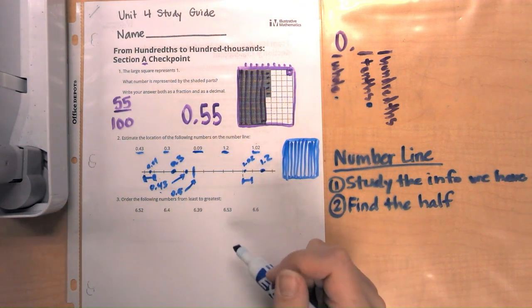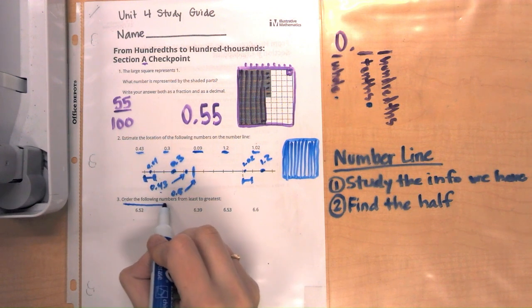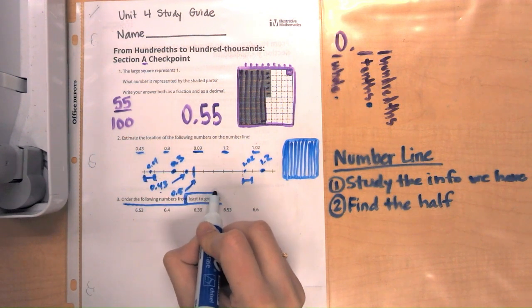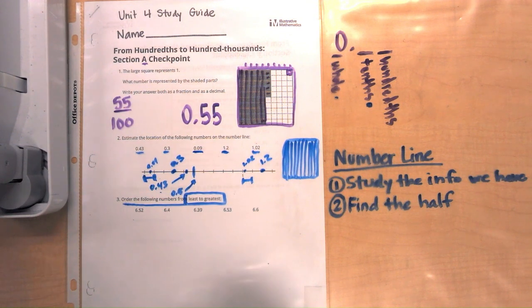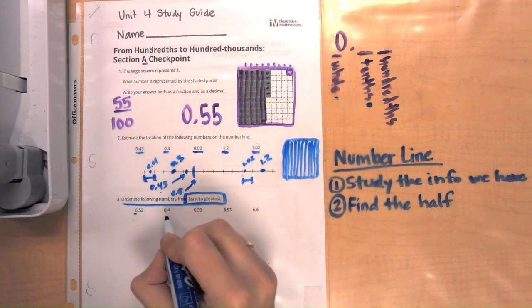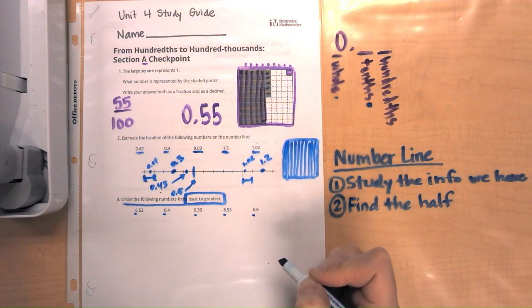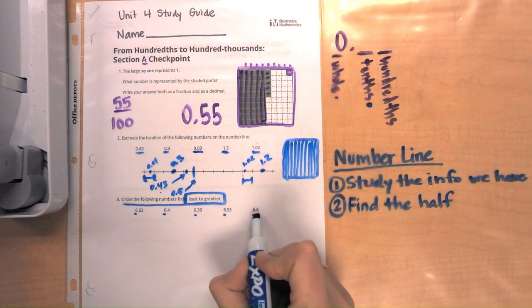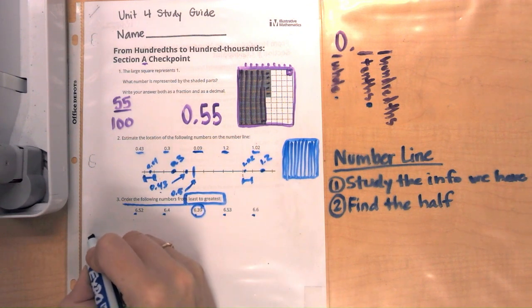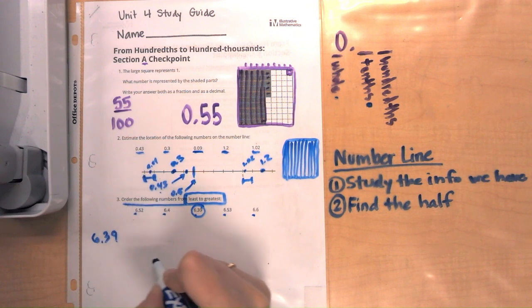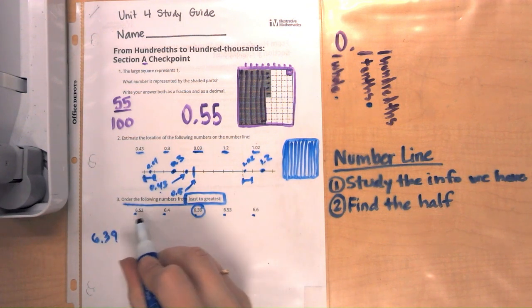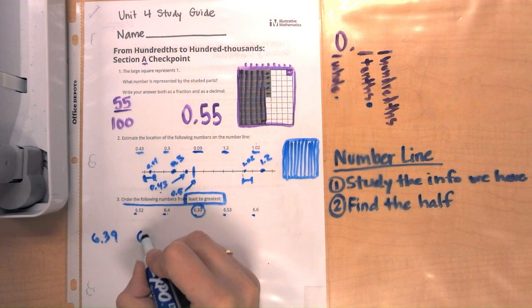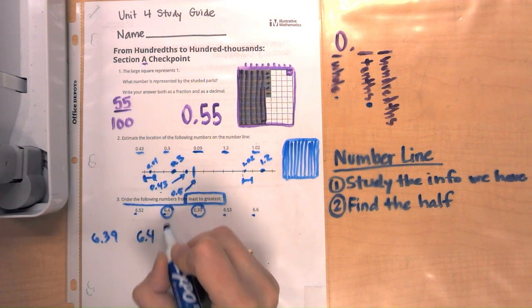All right, and finally, order the following numbers from least to greatest, making sure we read the directions, realizing that they're asking us to go from least to greatest. We have to look at the smallest first and then go to the largest. I'm going to look at the whole numbers first. They're all the same, so that doesn't matter. Now I'm going to go to the tenths. 5, 4, 3, 5, 6. Here's my smallest, 6 and 39 hundredths. And then the next smallest tenths we have is the 4. So 6 and 4 tenths comes next.